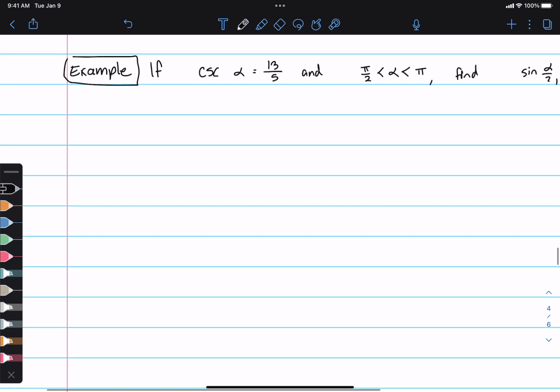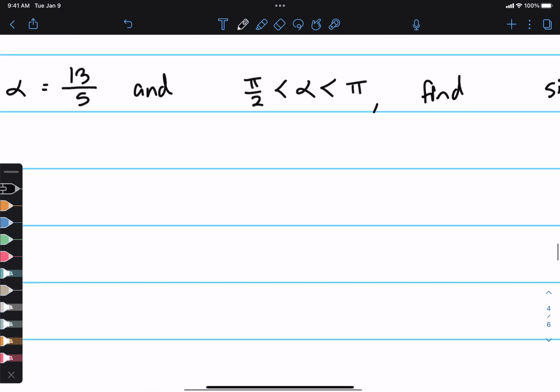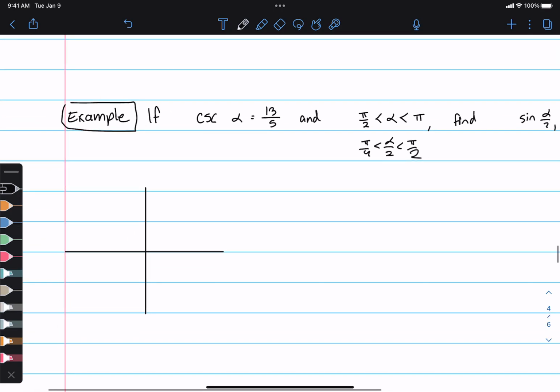Okay? I'm going to draw this. Because alpha is between these two values, alpha over 2 is between pi over 4 and pi over 2, which is in this first quadrant here. So I know that all my values are going to be positive, and I'm not going to worry about those.